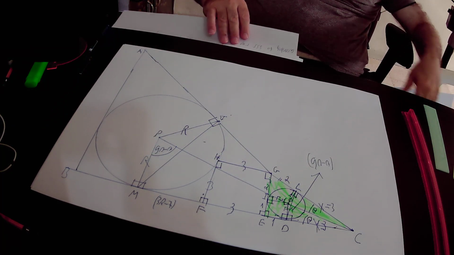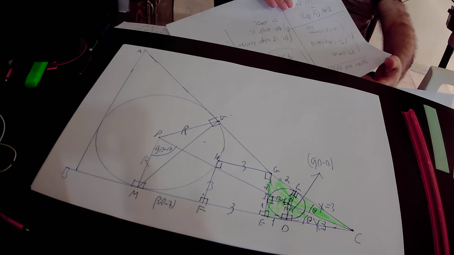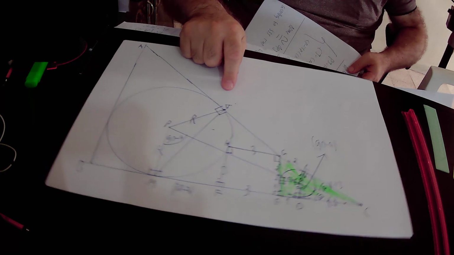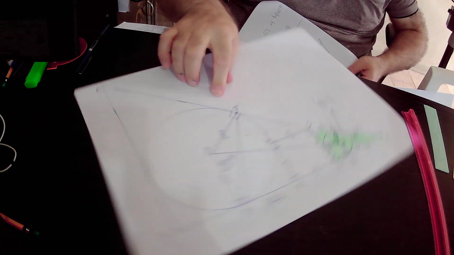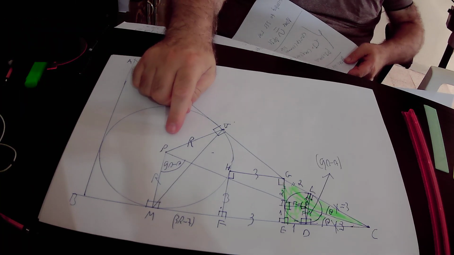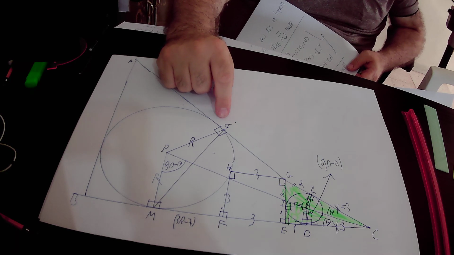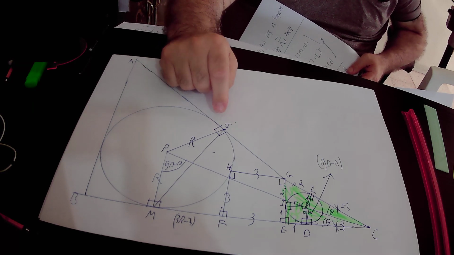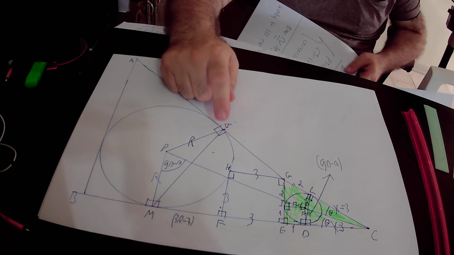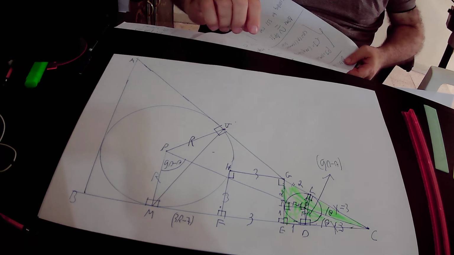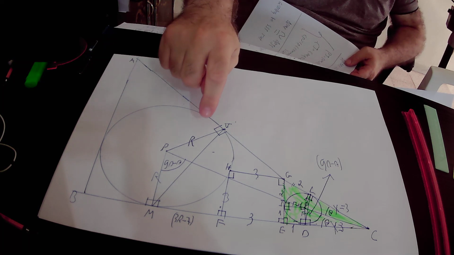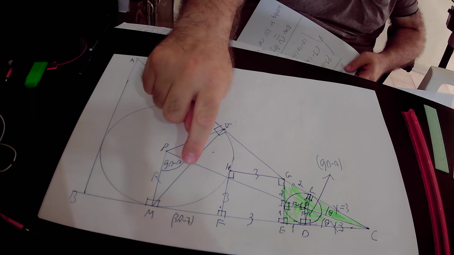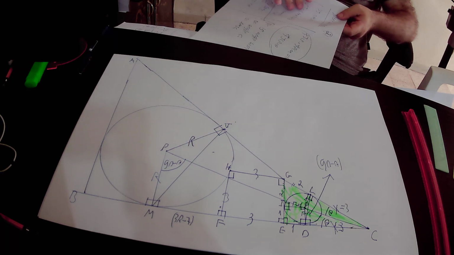Then we joined points P and T together by a straight line. Point P is the center of the circle, point T is a point on the circle itself, therefore PT is the radius of the circle, equal to R. Here this angle equals 90 degrees and this angle equals 90 degrees according to rule number 2. Then we found that the big right triangle PTC is congruent to the big right triangle PMC according to the side rule.